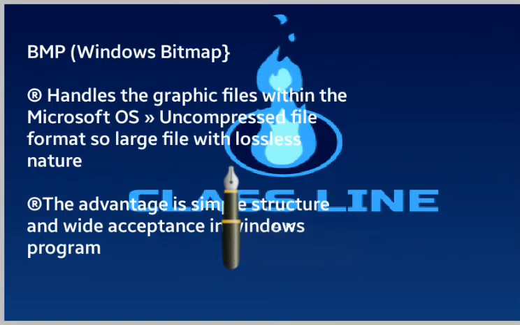BMP. So what is BMP? Windows bitmap. BMP handles graphics files within the Microsoft OS. It is an uncompressed file format, so large file with lossless nature. The advantage is simple structure and wide acceptance in Windows programs.